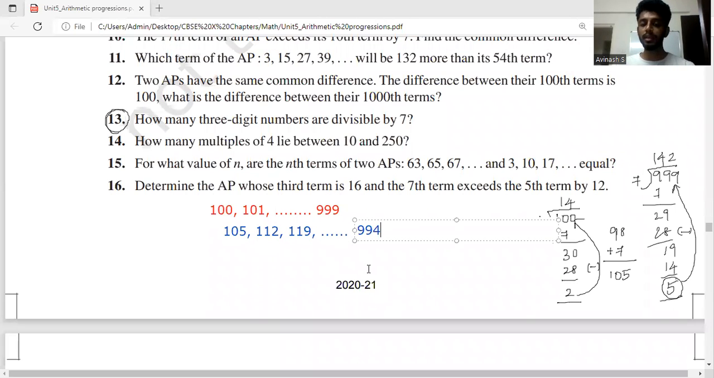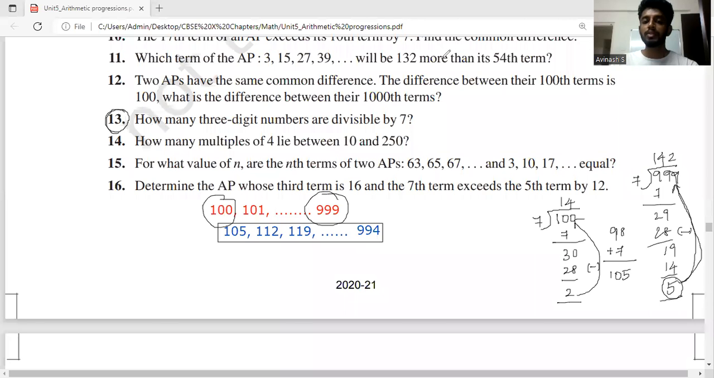So this blue color thing is actually the required AP and not the red color one. With this idea, we are going to start the problem. Though the 3-digit numbers are from 100 to 999, we find the numbers which are divisible by 7, and that we do by just dividing them in the rough column and then subtracting, then you get the actual numbers. Now we are supposed to find how many of these are there, like 105, 112, 119.